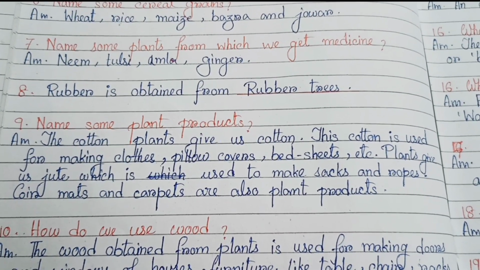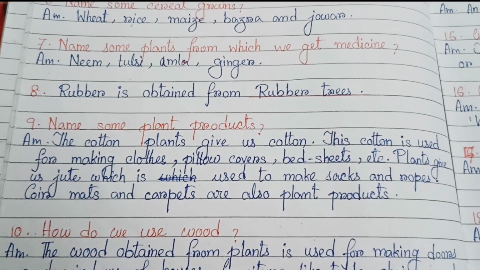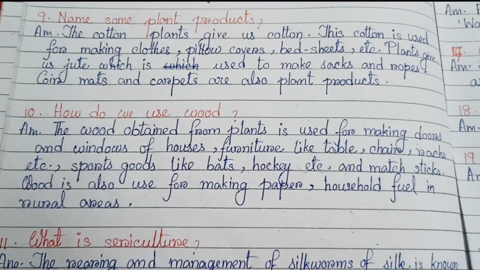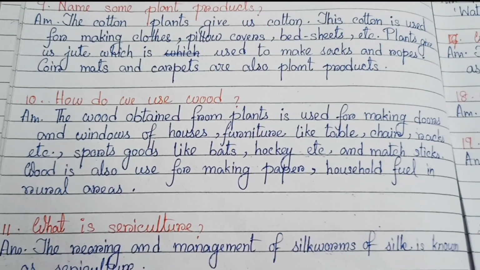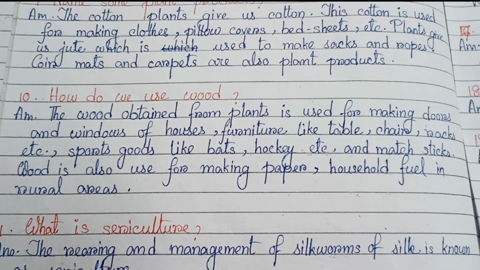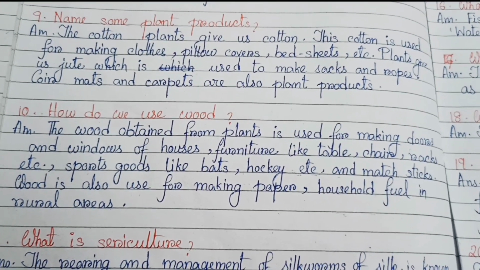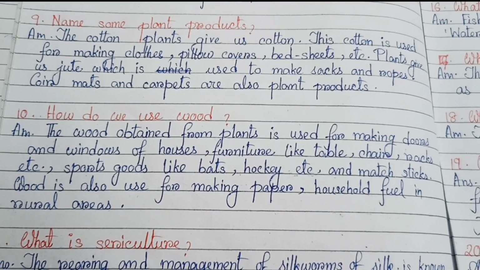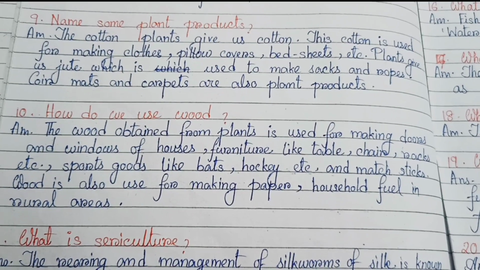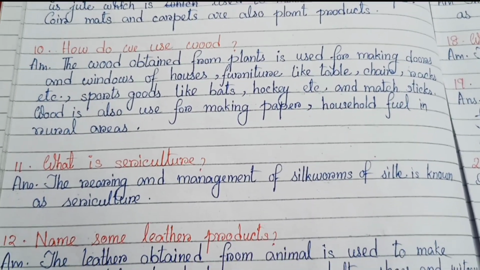Plants give us jute, which is used to make sacks and ropes. Quilts, mats and carpets are also plant products. Number 10, how do we use wood? The wood obtained from plants is used for making doors and windows of houses, furniture like table, chair, racks, etc. Sports goods like bats, hockey sticks, etc. and matchsticks. Wood is also used for making paper, and as household fuel in rural areas.